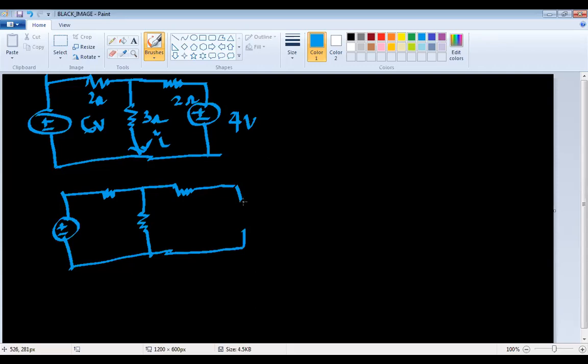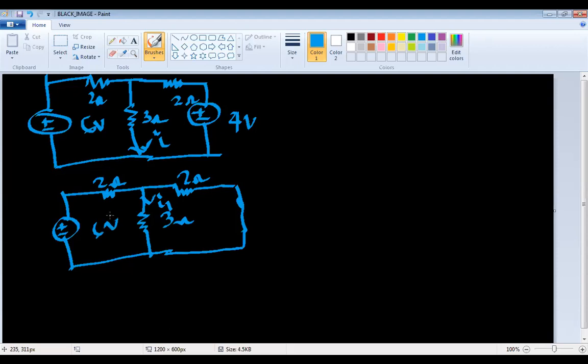So if it is a short circuit, we have to join these two. So that means it is a short circuited one. So what we'll do now, this is your 2 ohm resistor, this is your, let us say, 3 ohm resistor, and this is your 2 ohm resistor. This is your current, let us say I1, and this is your 6 volt.